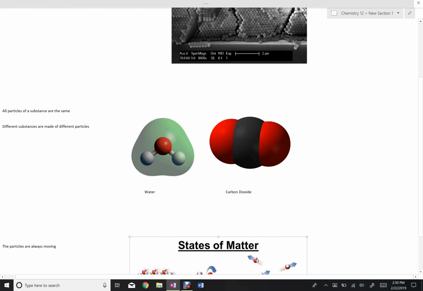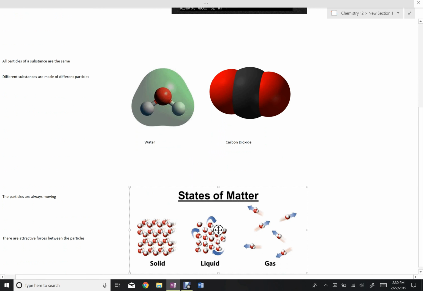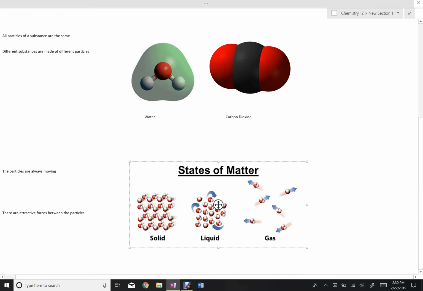All particles of a substance are the same. Different substances are made up of different particles. So for example, this is water. This is an oxygen atom, and these are two hydrogen atoms. So H2O. Every water particle is the same. They're all H2O. They all look something like that, although they're too small for us to see.